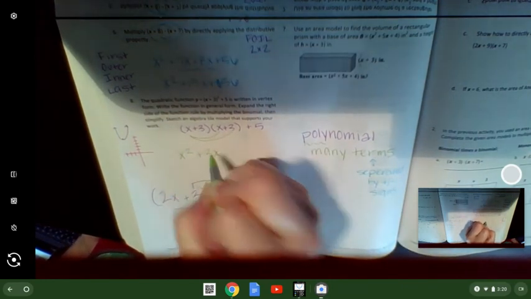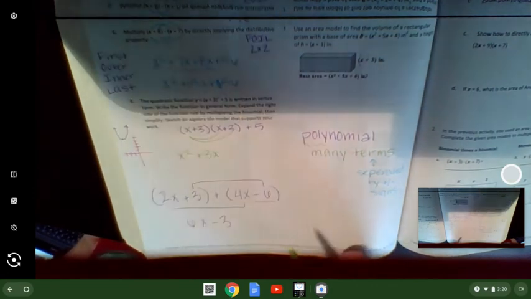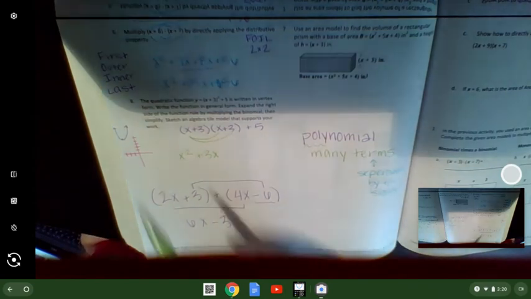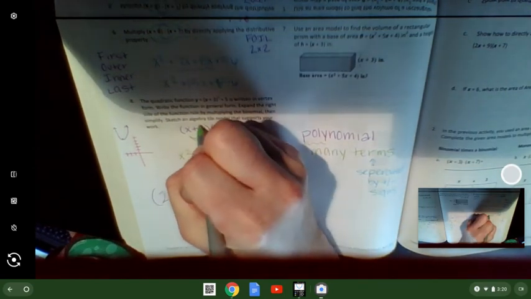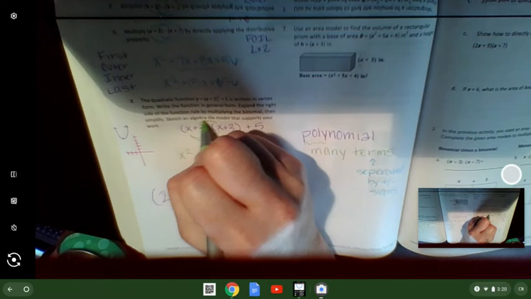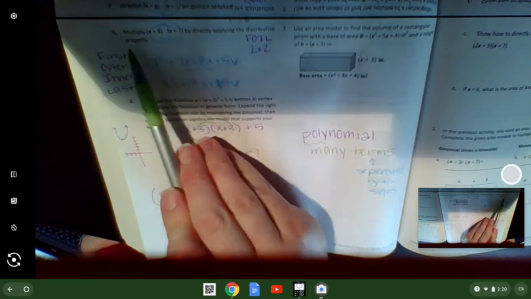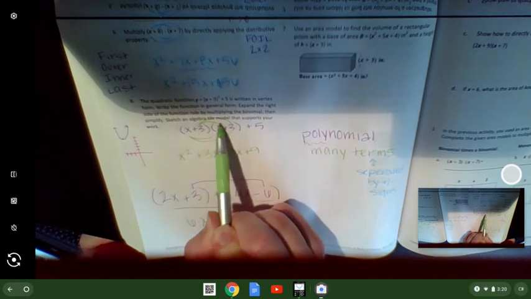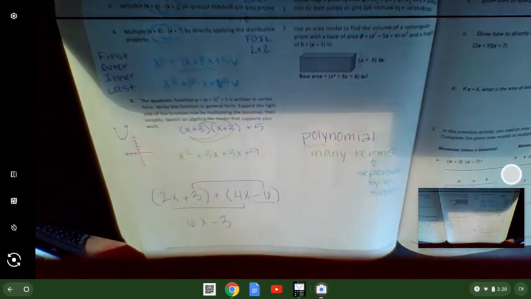Now you might be able to see, some of you, why FOIL is also called the distributive property, because I'm distributing that x to everything in the following parenthesis. Moving to I, inner, that'll be my 3 times x. And L, last, that'll be my 3 times 3, which is 9. And again, for those of you who are seeing why it's also called distributive property, I distributed the x to everything in the next parenthesis. I distributed the 3 to everything in the next parenthesis. The acronym FOIL just helps keep a good order to that distribution.